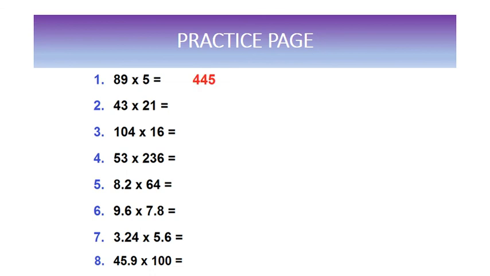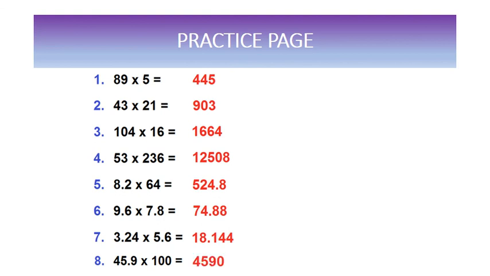So the answer to number 1 is 445, number 2, 903, number 3, 1664, number 4, 12,508, the next one 524.8, then 74.88, 18.144, and finally 4,590. Now, did you remember to use the place value method for the last one?